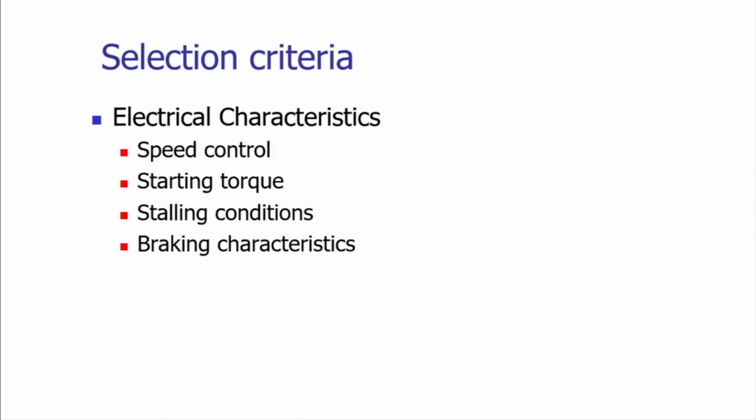Next is electrical characteristics. Whether you need to control the speed, what the starting torque would be, what the stalling conditions would be. If you are working in a low speed domain, there may be chances of stalling conditions. If you are working at a very high speed and then you have to reduce the speed or stop the operation, what would the braking characteristics be? So the electrical parameters associated with speed control, torque control, stalling and braking need to be considered when we select a proper electric motor.